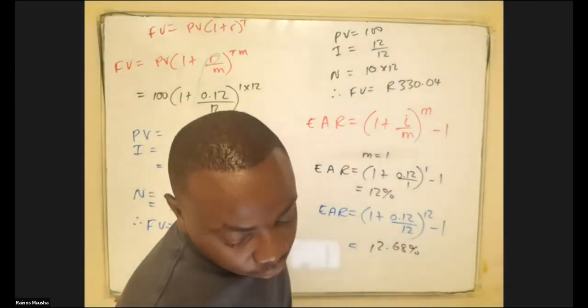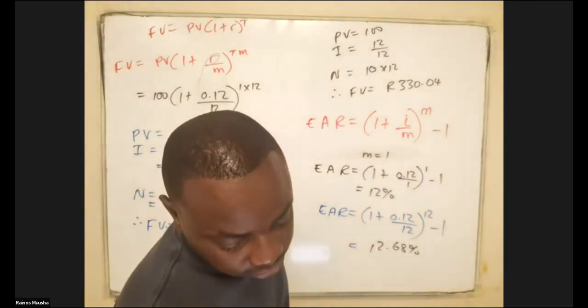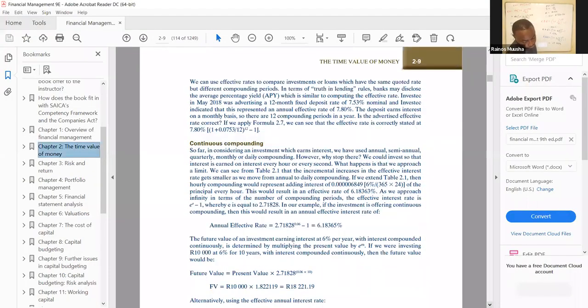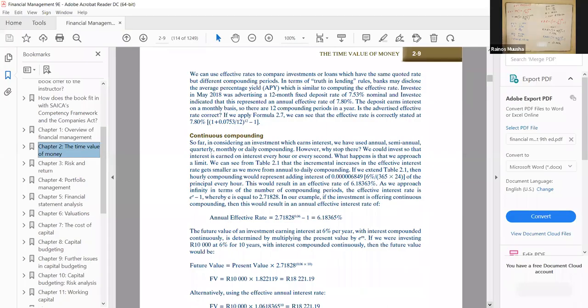So this is where we look at continuous compounding. With continuous compounding, you now need to know exactly how to determine the present value or the future value using continuous compounding.